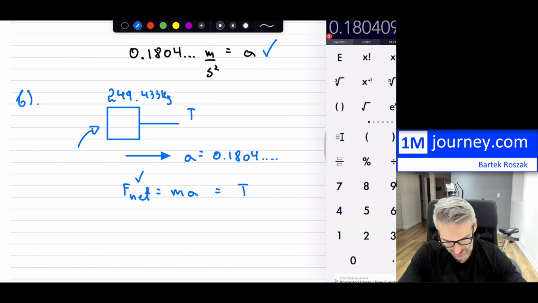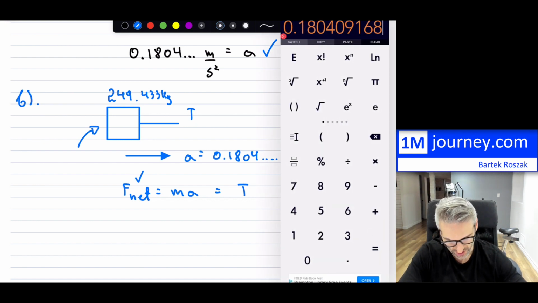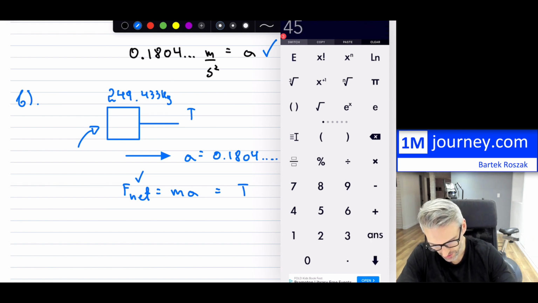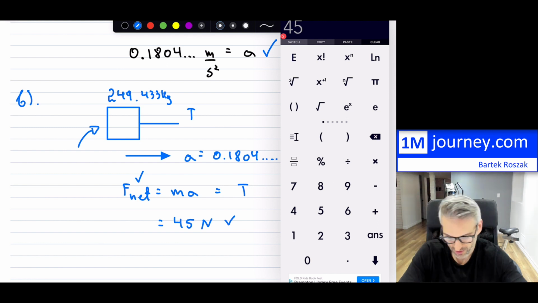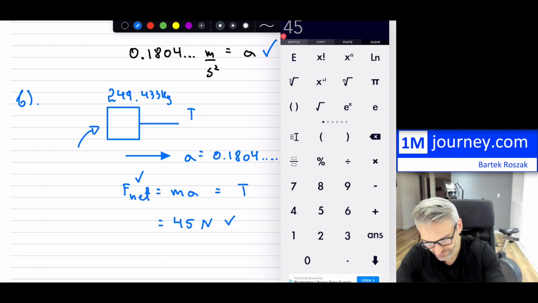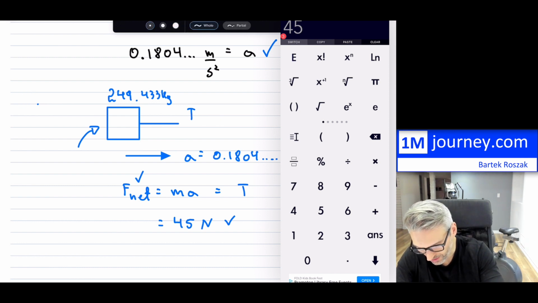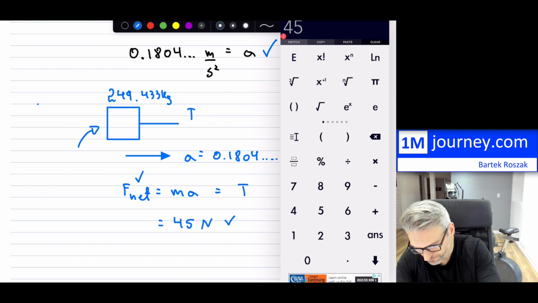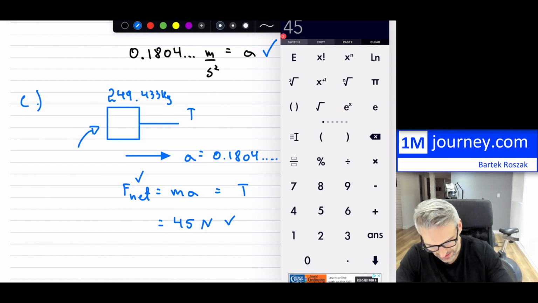So this one isn't that bad. We can take the acceleration itself and multiply it by the mass. Notice it's about 45 newtons. So this is about 45 newtons for one of these. That would have been for part C. I think I wrote B in here, but this is for part C right there. So that's the tension.